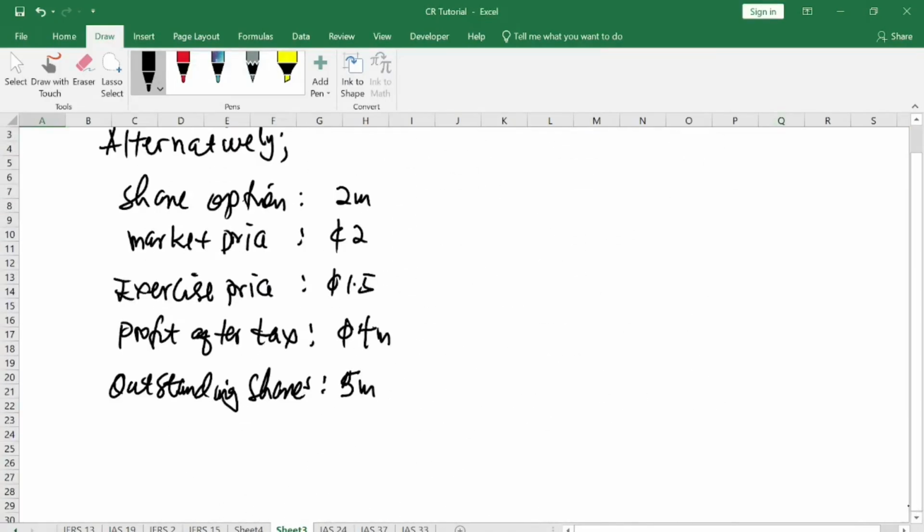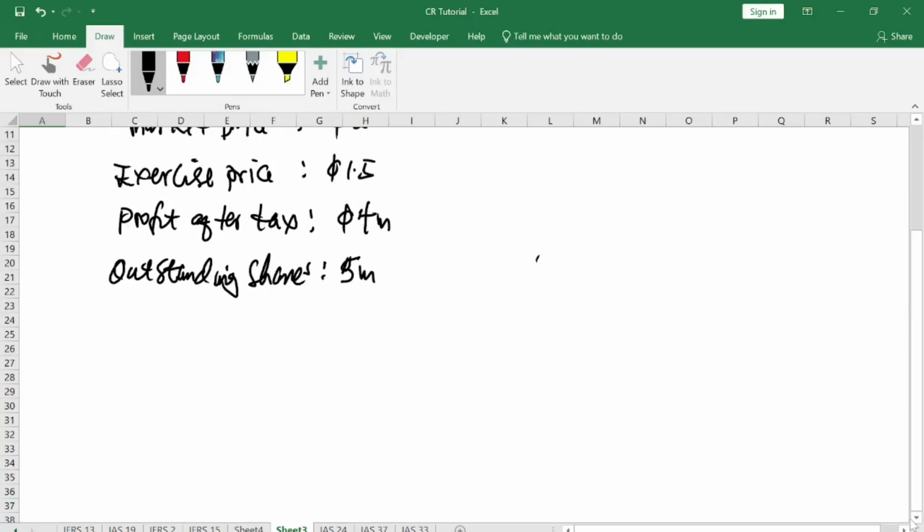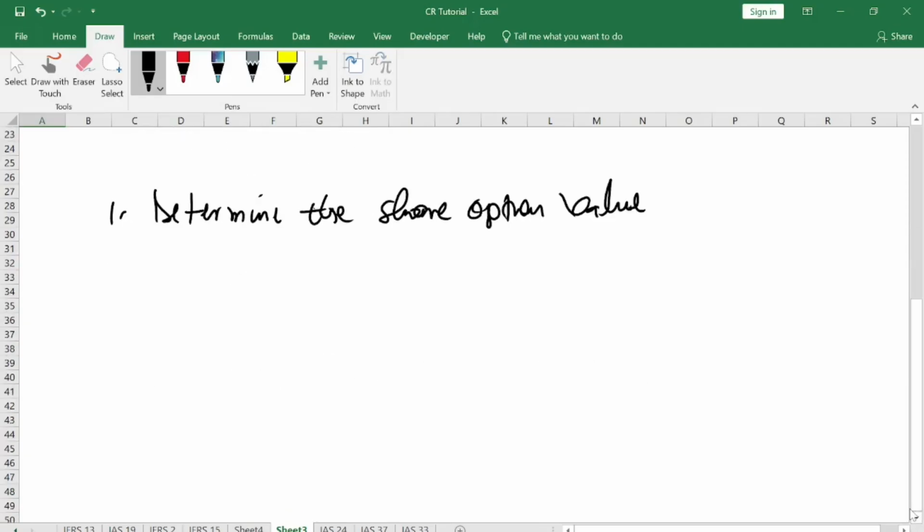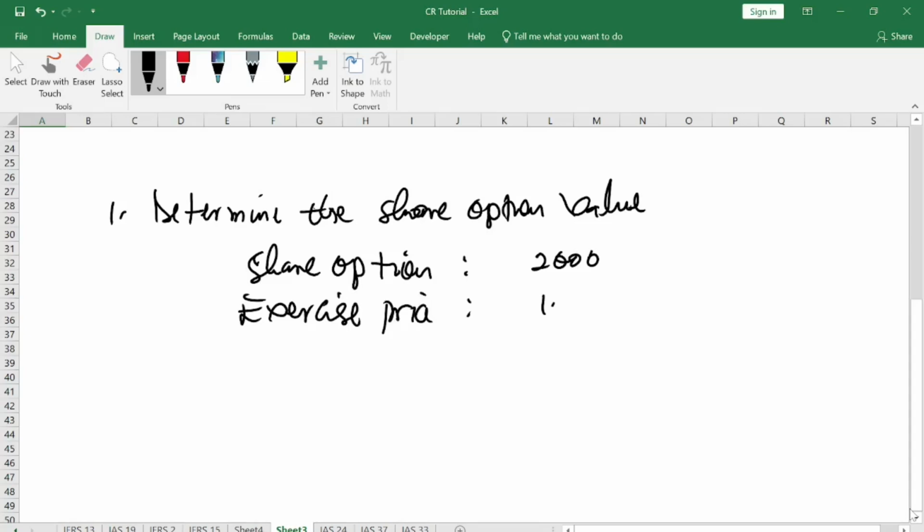All right. Alternatively, the share option to determine diluted earnings per share can also be done this way. One, determine the share option value. How do you do that? They've given you a share option of 2 million, so let's make it 2,000. And then they're giving you the exercise price, which is 1.50. When you multiply, you get 3,000 in value.